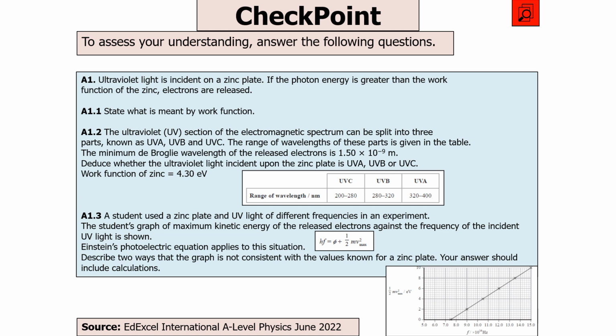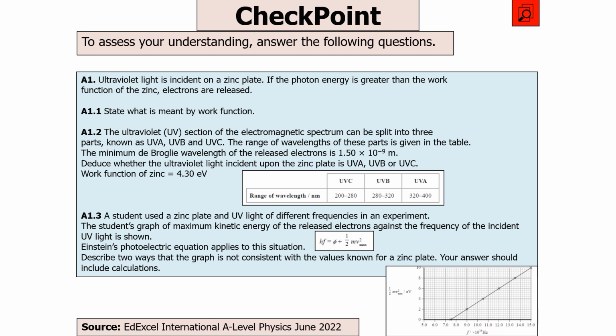The minimum de Broglie wavelength of the released electron is 1.50 times 10 to the minus 9 meters. The work function of zinc is 4.30 eV. Deduce whether the UV light incident upon the zinc plate is UVA, UVB or UVC. Then the student used a zinc plate and UV light of different frequencies in an experiment.